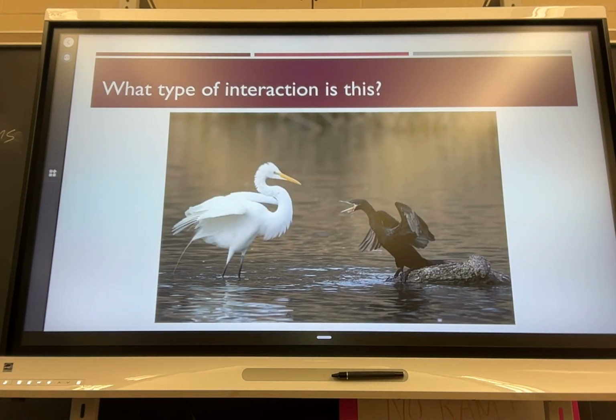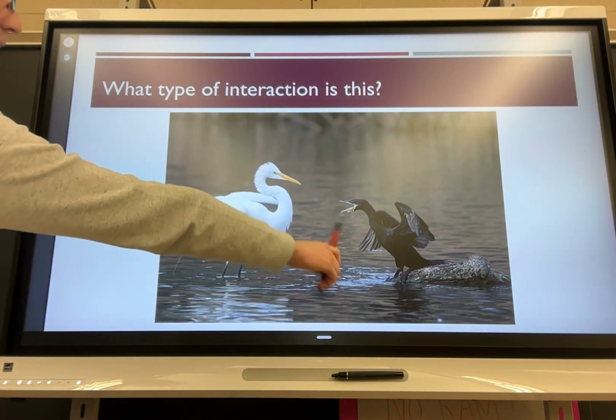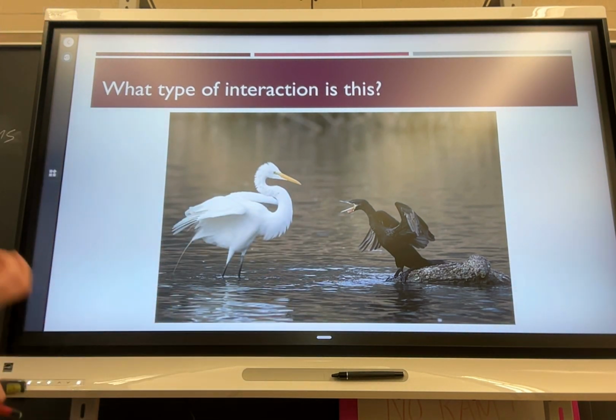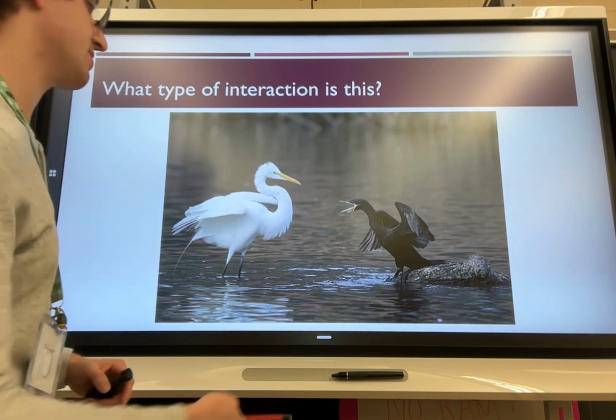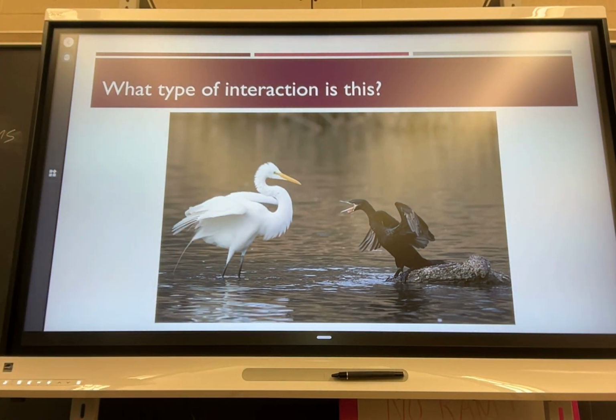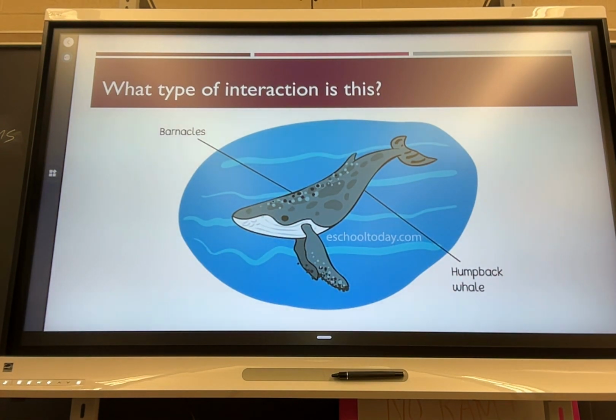What type of interaction is this? So, just like the deer, this is competition. We have an egret and a cormorant. Both of them are going to be fish eaters, so they are in the same area fighting for the same food. Obviously, this cormorant is trying to scare off the egret, so this would be competition. And the last one.